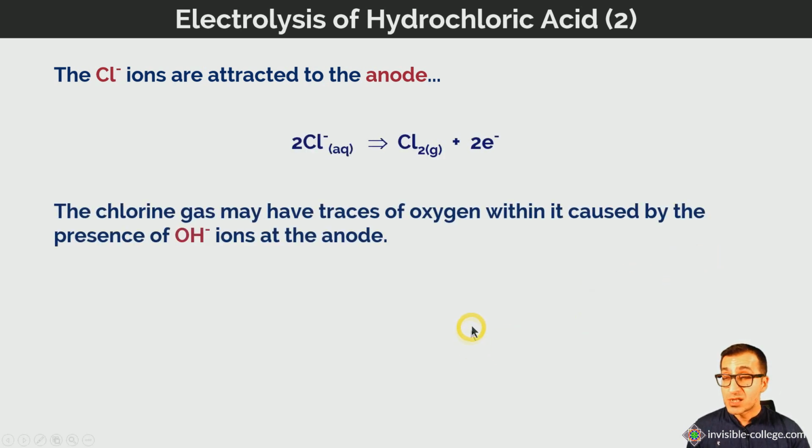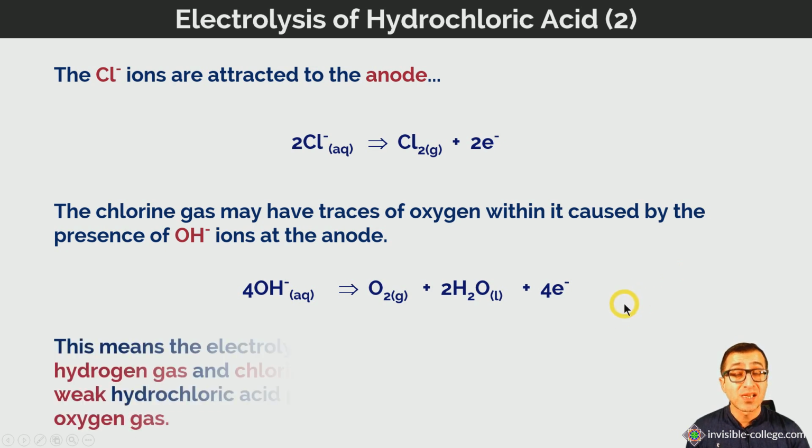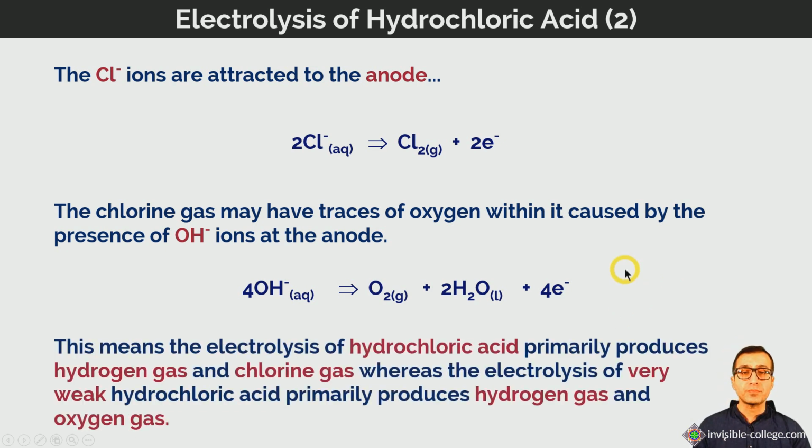ions at the anode. Small amounts of those hydroxide ions can form oxygen gas and water molecules when they give up their electrons. The ionic equation for that is here. That's the half equation. So this means that the electrolysis of hydrochloric acid primarily produces hydrogen gas and chlorine gas, whereas the electrolysis of extremely weak, very dilute hydrochloric acid will primarily produce hydrogen gas and oxygen gas.